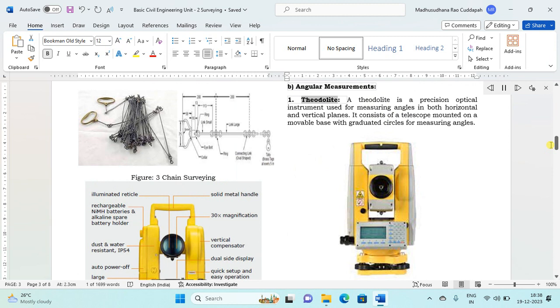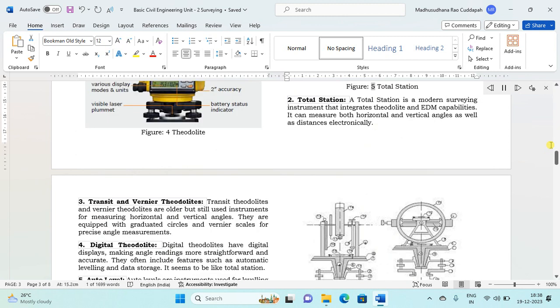1. Theodolite. A theodolite is a precision optical instrument used for measuring angles in both horizontal and vertical planes. It consists of a telescope mounted on a movable base with graduated circles for measuring angles. Figure 5. Total station. 2. Total station. A total station is a modern surveying instrument that integrates theodolite and EDM capabilities. It can measure both horizontal and vertical angles as well as distances electronically.